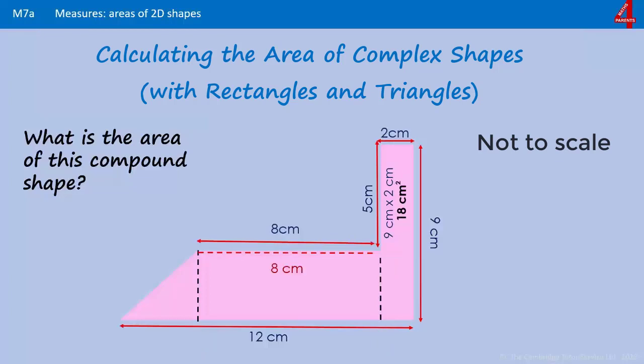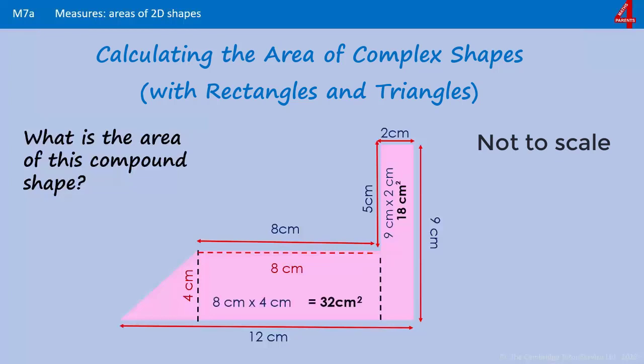How am I going to work out the height? If the height of the whole shape is 9 centimetres and this little bit here is 5 centimetres, we have to work out what's left when we take 5 away from the total 9, and that's 4 centimetres. This bit of the shape is a rectangle that's 8 times by 4, and that's 32 centimetres squared.